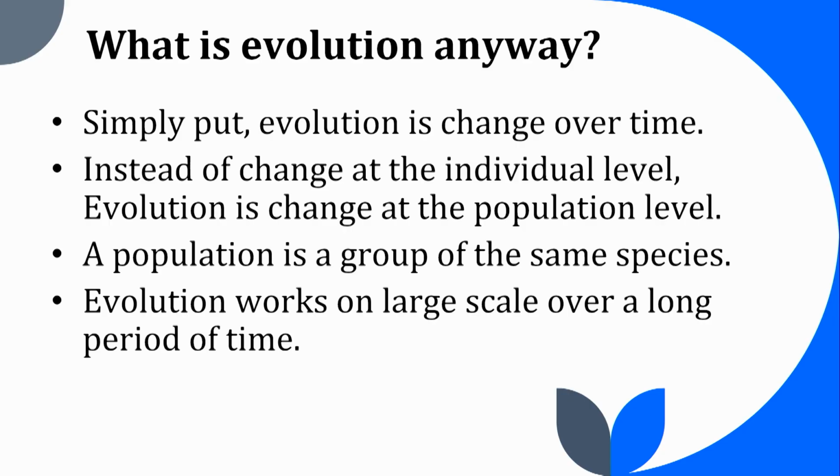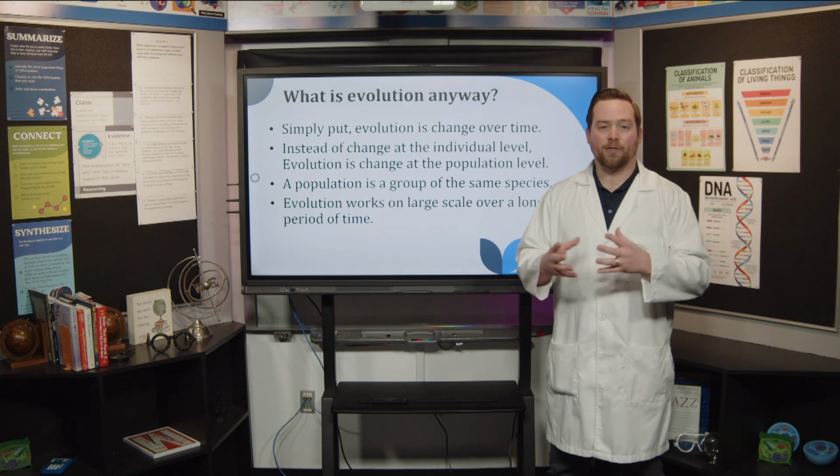So what is evolution anyway? Well, simply put, evolution is change over time. That's all you need to know. Instead of change at the individual level, though, evolution is change at the population level. A population is a group of the same species. So instead of one human, it might be all the humans living in a certain area. Or instead of one lion, it's all the lions in a pride of lions.